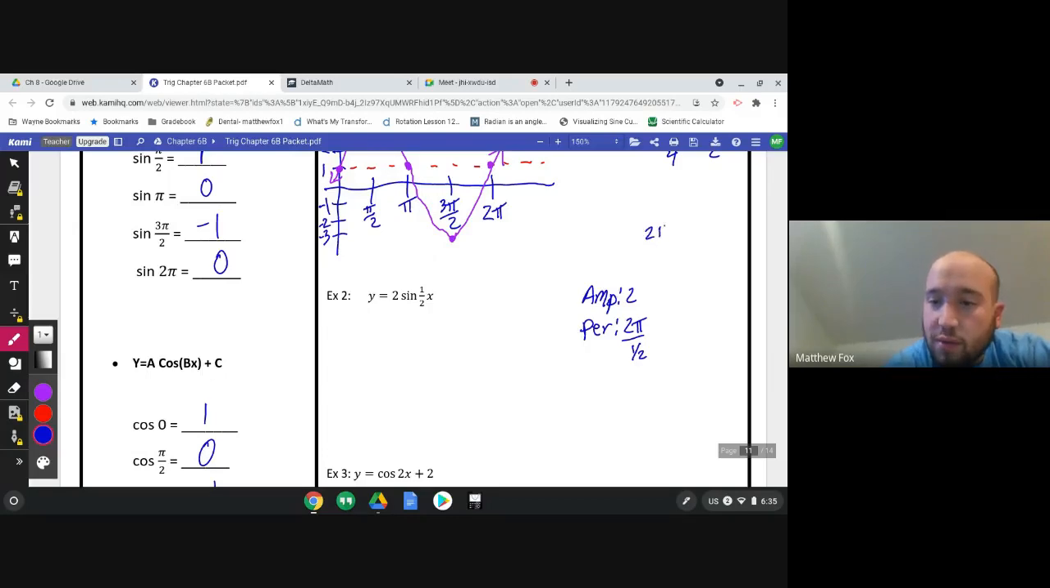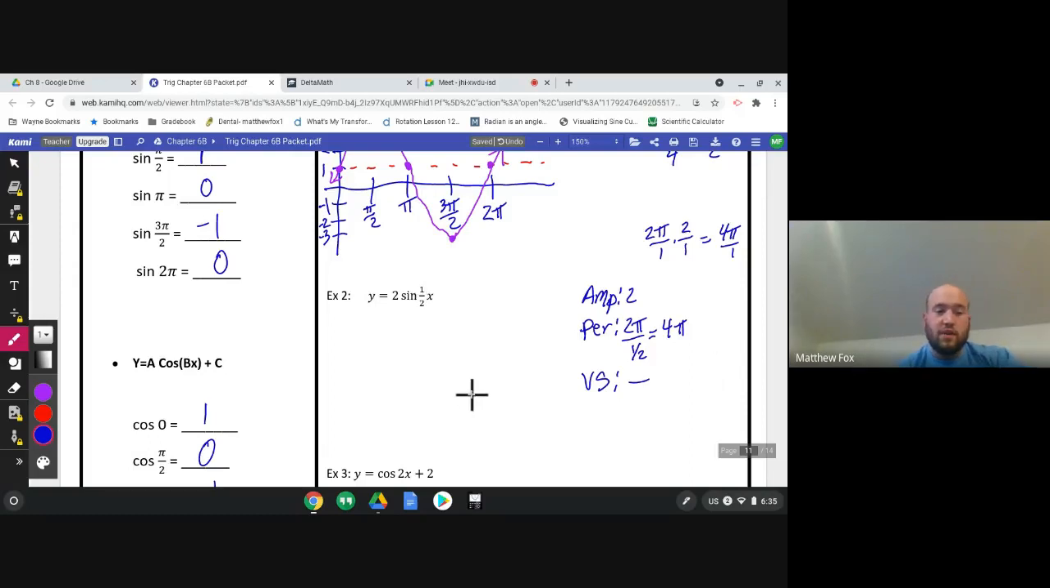Remember, 2 pi divided by 1/2 is the same as 2 pi over 1 times the reciprocal, which is 2 over 1. So we will get 4 pi over 1, which is just 4 pi. Okay, then finally, vertical shift. In our case here, there is no vertical shift, so I'll put a dash. We know that because there's nothing added or subtracted onto it.